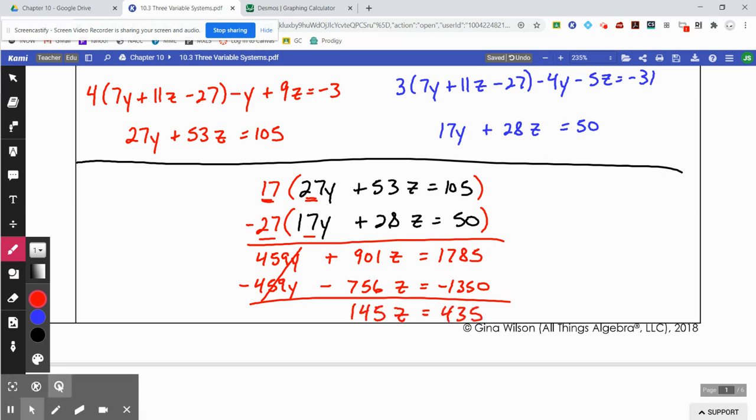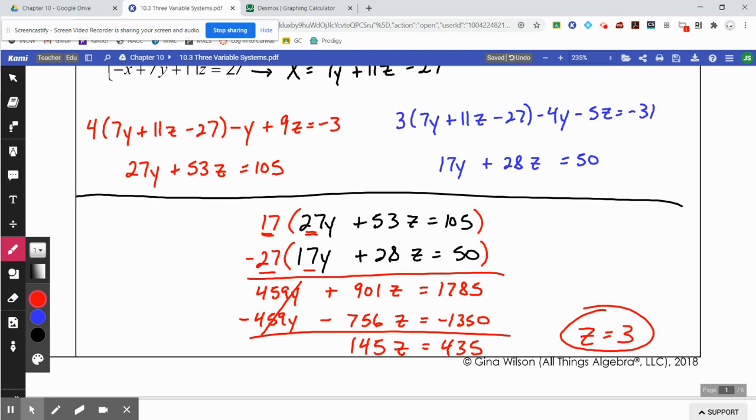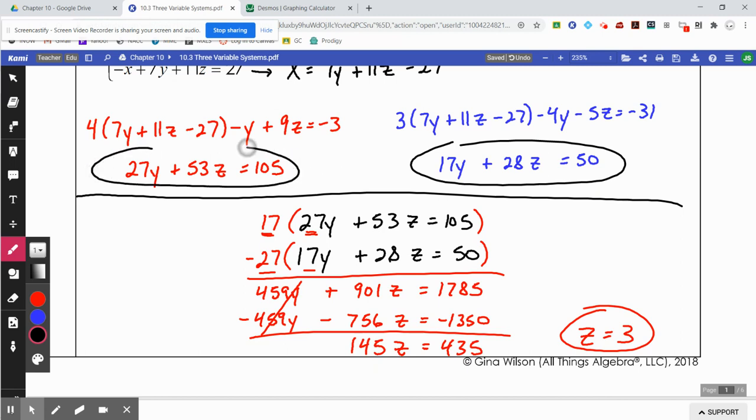When you divide by 145, you will then find out that z is equal to 3. And most of these come out to be nice, neat whole numbers like that. So if you get a nice, neat whole number like 3, you're pretty confident that you're right. Now, to find the other ones, take that z value, and you can now plug it into either one of these or either one of these, and that's going to tell you what your y value is.